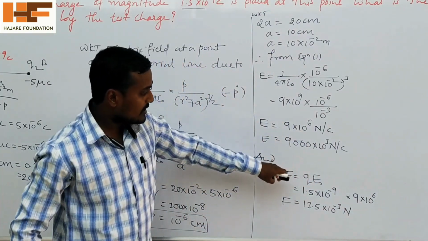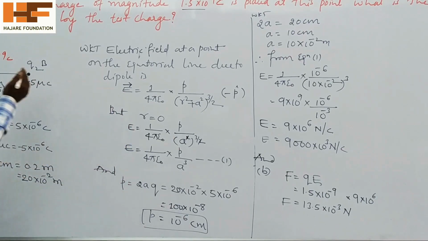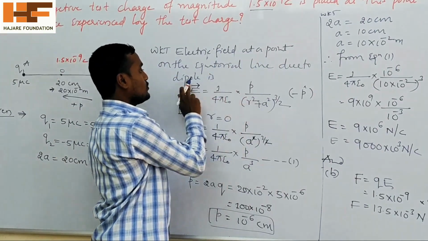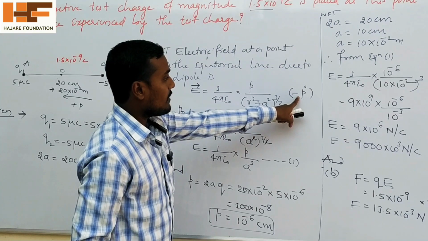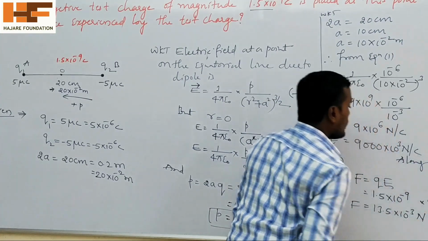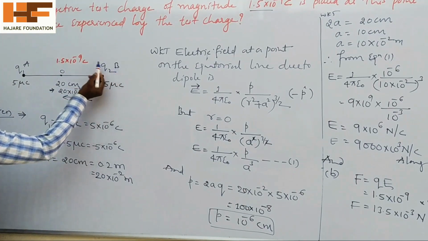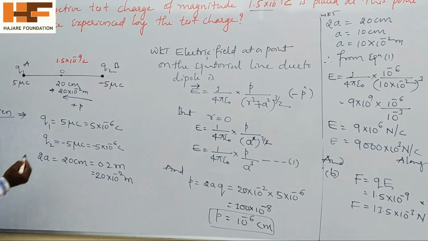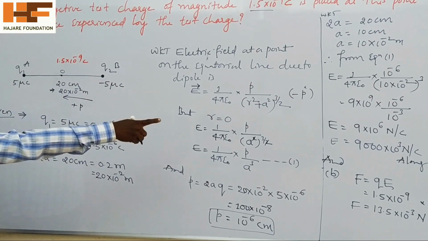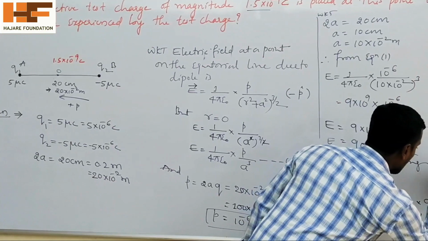Now we have to represent the direction of this electric field and force. Here, what is the direction of the electric field? In case of the electric field at a point on the equatorial line due to a dipole, the direction is minus p cap, meaning opposite to the direction of the dipole moment. Here, what is the direction of the dipole moment? This is B to A, from negative to positive, this is the positive direction of the dipole moment. But our electric field direction is opposite to the direction of the dipole moment. Therefore, this is along A B.